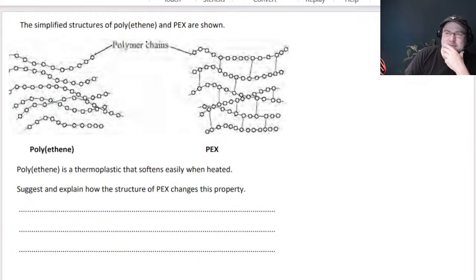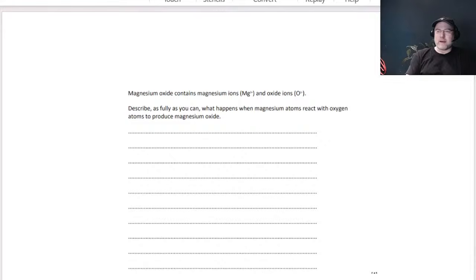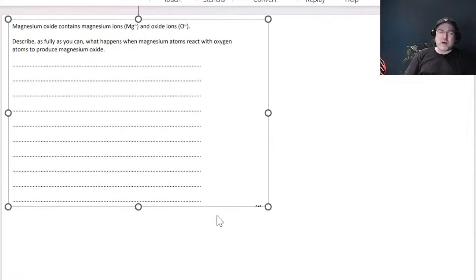Let's get off of that. There's another one that came up. Polyethylene is a thermoplastic that softens easily when heated. Suggest and explain how the structure of PEX changes this property. You can see there are no cross-links. When you have this PEX, it now has cross-links between the layers. So we would say it's going to make it harder and stronger, with a higher melting point and less soft, because it has cross-links between the layers. This is one that comes up in paper 1 quite a bit. It's come up like 4 times for AQA.